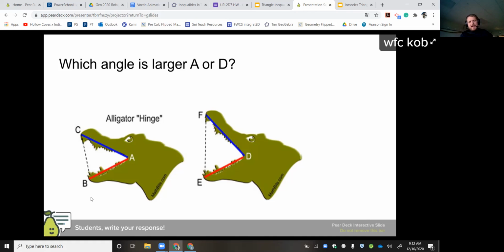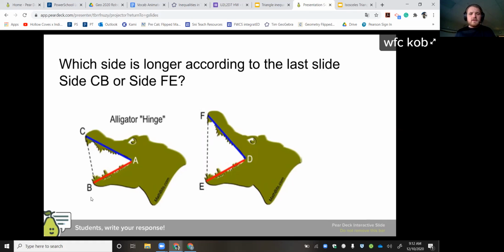Okay. As we look at the red and the blue, notice that the red is congruent to the red, and the blue is congruent to the blue. And as that angle opens up, that angle gets bigger, and in turn, what side is longer? If D is the bigger angle there, should FE be longer, or should CB be longer? Anybody want to try it for us? FE. FE would be bigger.